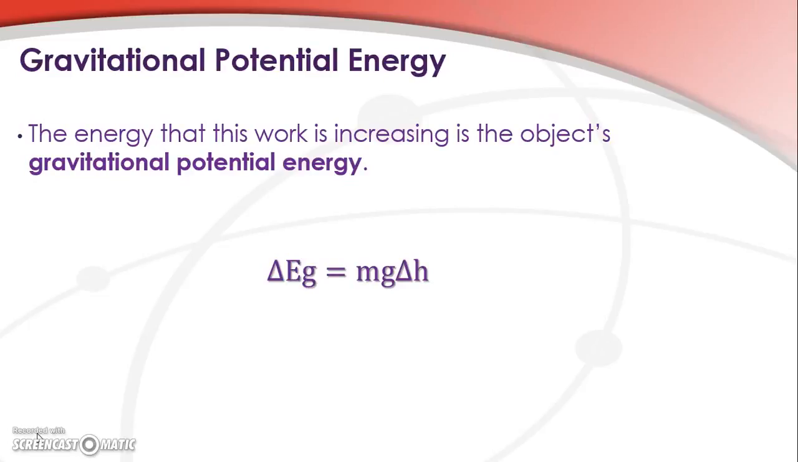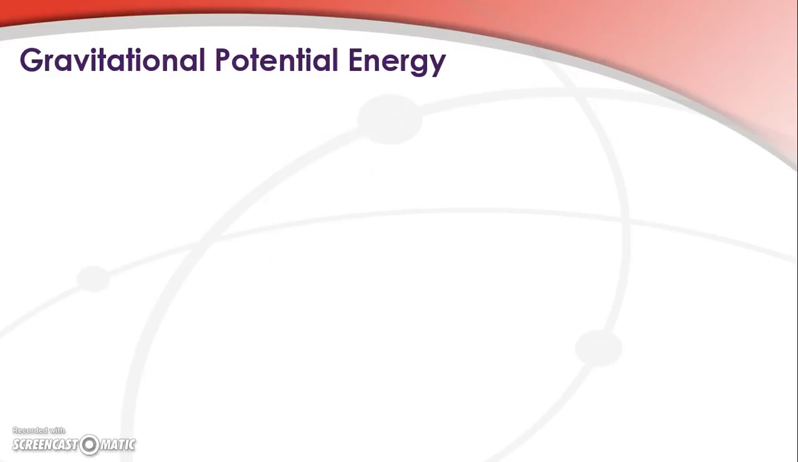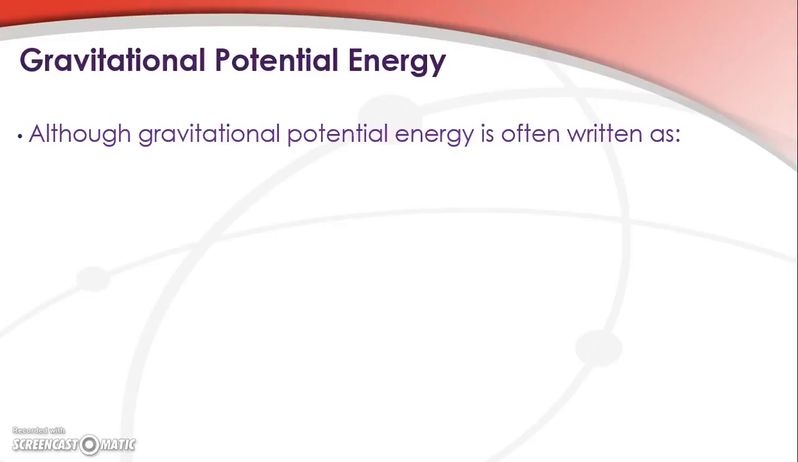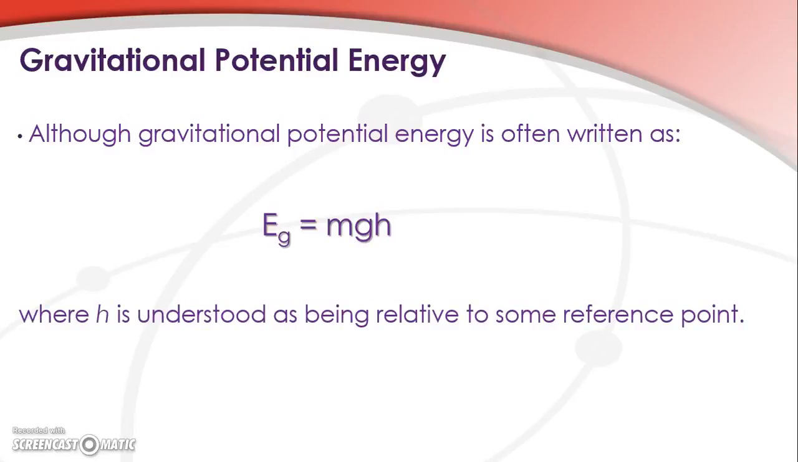So what we can say is that the work we're doing is increasing the object's gravitational potential energy. And we can write it as delta Eg equals mass times g times delta h. Okay, and we can simplify that further. Gravitational energy equals mass times g times height. And that's just accepting that the height itself is considered versus some reference point with height 0.